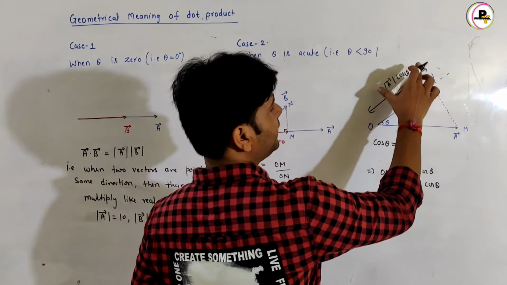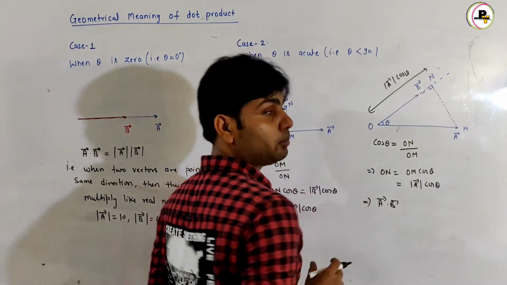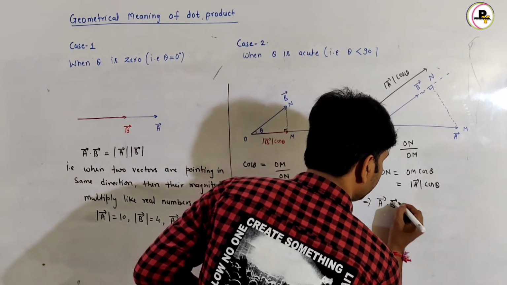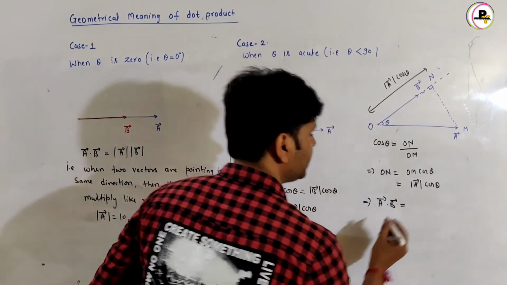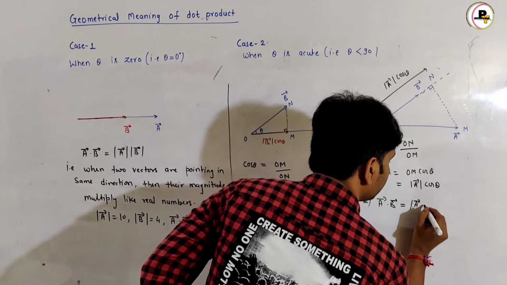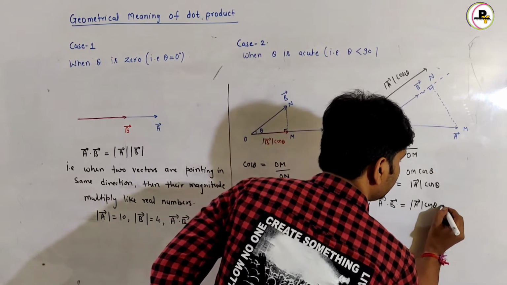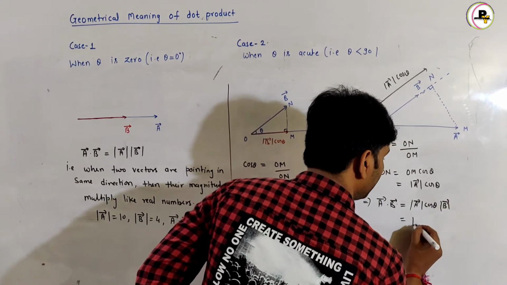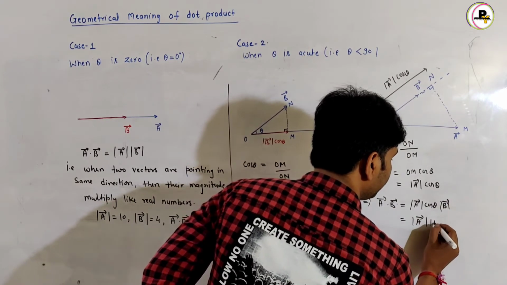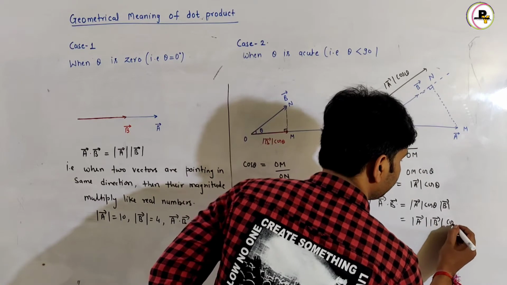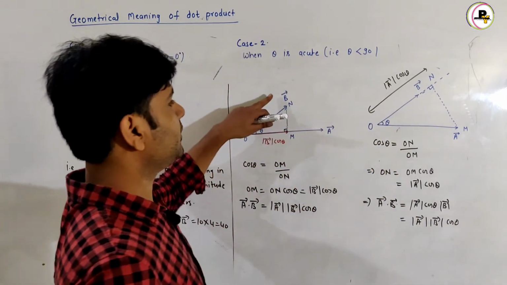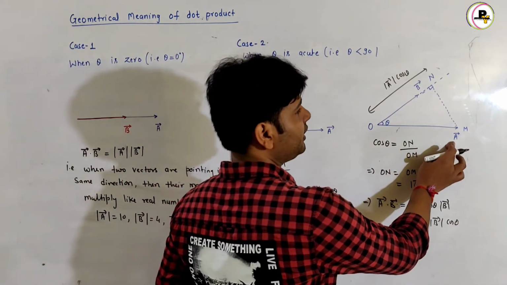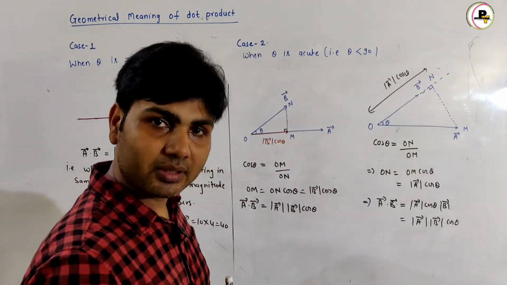Now B vector and mod of vector A cos theta are both taken in the same direction. Therefore in this case, the dot product of vector A into vector B is what? It is mod of vector A cos theta into mod of B, or I can write here mod of vector A into mod of vector B cos theta. So either I find the component of B vector along A vector, or I find the component of A vector along B vector, the dot product will be the same.